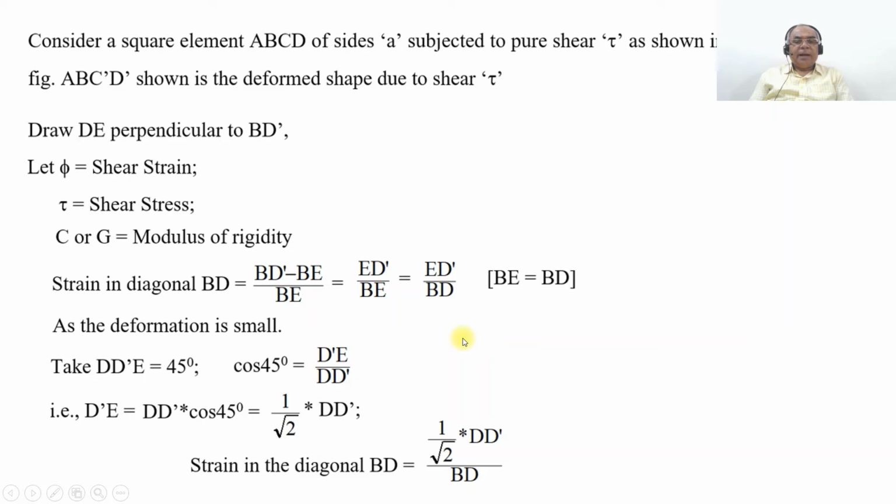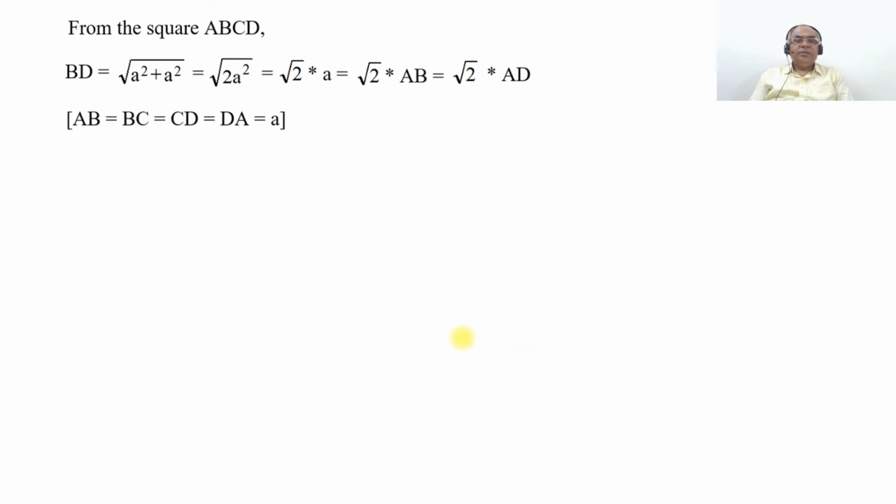What is DD dash by BD? From the square ABCD, BD will be equal to the square root of A square plus A square, which is the square root of 2A square, that is root 2 into A, which is root 2 into AB. AB is equal to AD, so root 2 into AD. As AB, BC, CD and DA are all equal to A because it is a square cross section, the strain in the diagonal BD will be 1 by root 2 into DD dash by BD, where BD is root 2 AD.